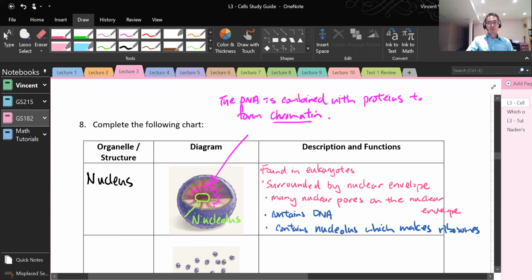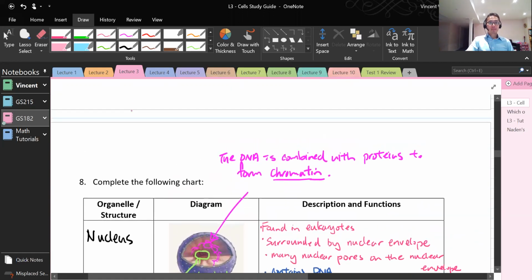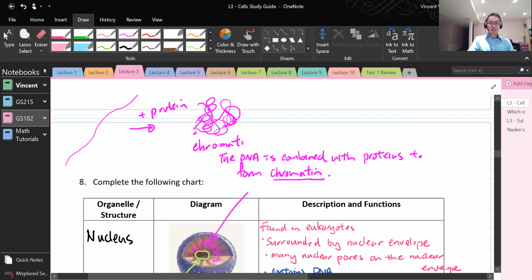Okay, so this chromatin is basically like a condensed version of the DNA. Your DNA would be just the ACTG, but that's too long. It will never fit into the nucleus. So you would add a little bit of protein, and it's going to coil up. Okay, so that's going to fit into the nucleus, chromatin.